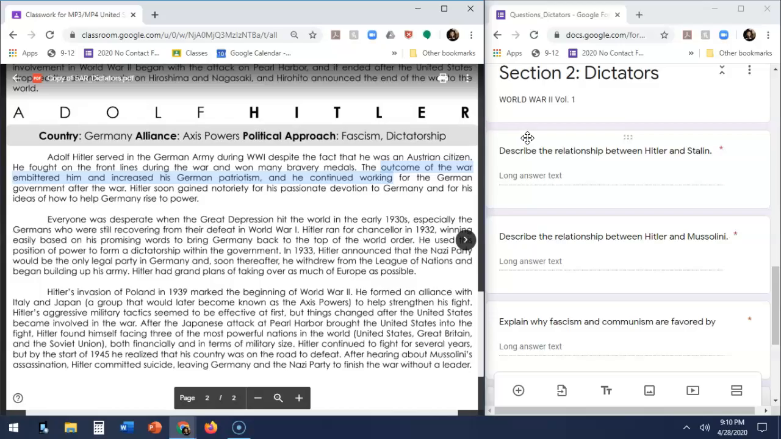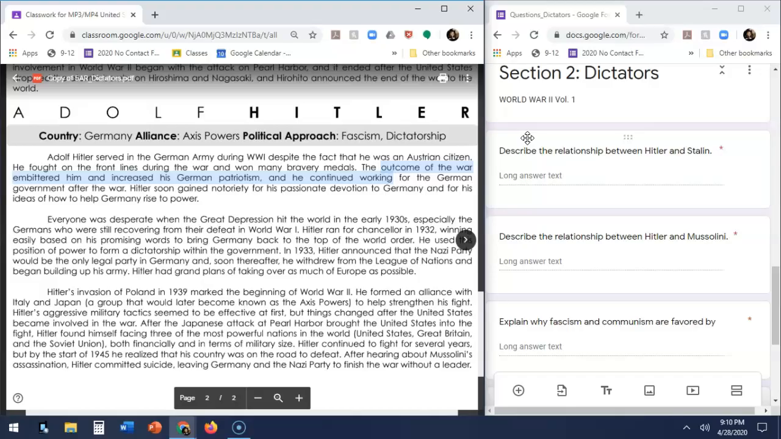Hitler had grand plans of taking over as much of Europe as possible. Hitler's invasion of Poland in 1939 marked the beginning of World War II. He formed an alliance with Italy and Japan, a group that would later become known as the Axis powers, to help strengthen his fight. Hitler's aggressive military tactics seemed to be effective at first, but things changed after the United States became involved in the war.